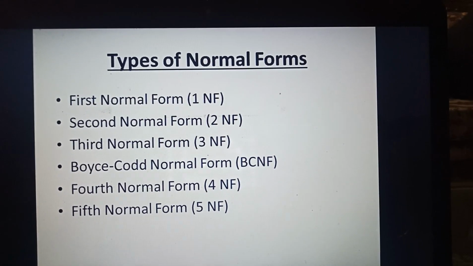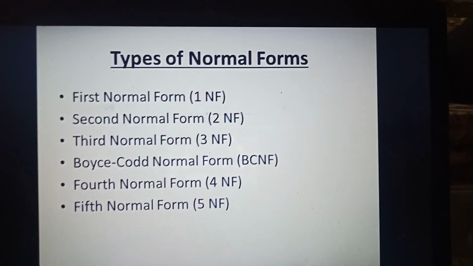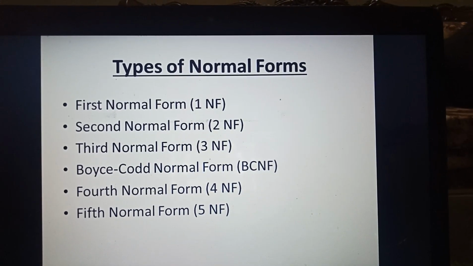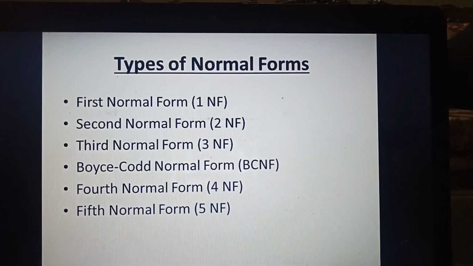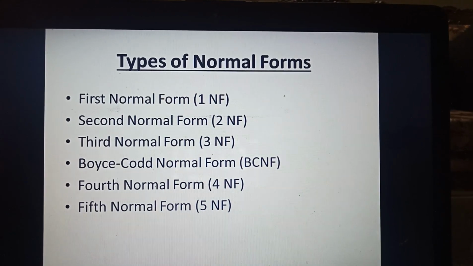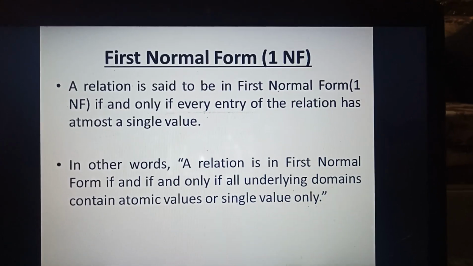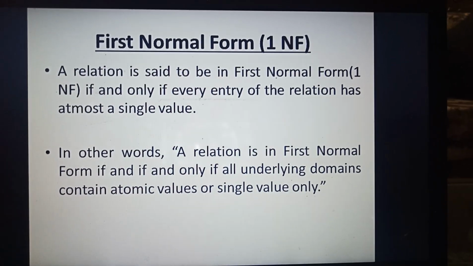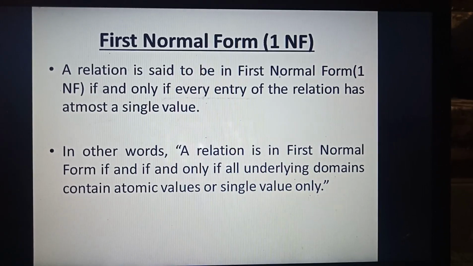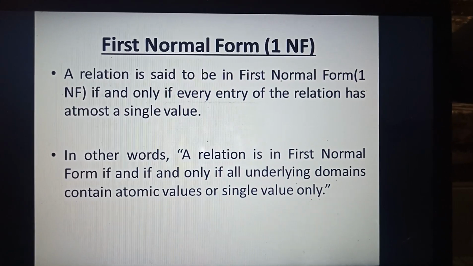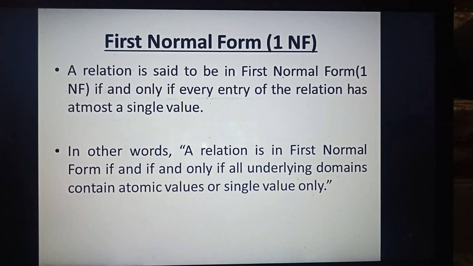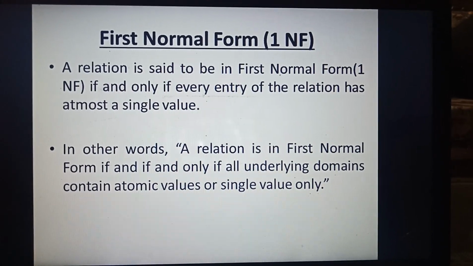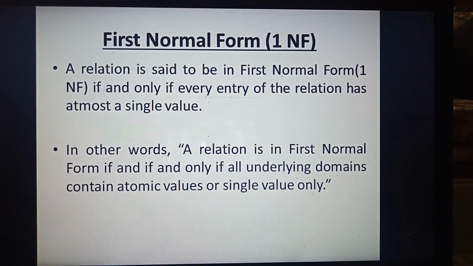We have the following types of normal forms. First normal form 1NF, second normal form, third normal form, Boyce-Codd normal form, fourth normal form, and fifth normal form. So what is first normal form? Today we will discuss only this normal form, and in other video lectures I will discuss the rest of the normal forms.